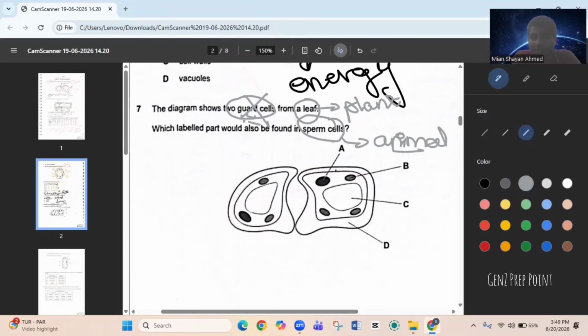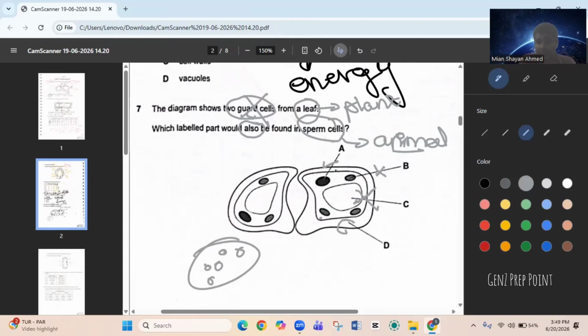But they are also using the word 'also'. They are not saying only present in the sperm cell or the animal cell. They are saying also present. So nucleus is present in animal cells. Chloroplast is not present in animal cells. A large permanent vacuole is not present. Small vacuoles are present. An animal cell is like this. They have a small number of vacuoles, numerous, like 20s, 30s, 40s, but not a permanent large vacuole.